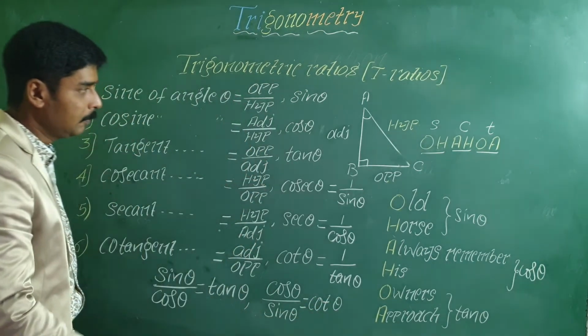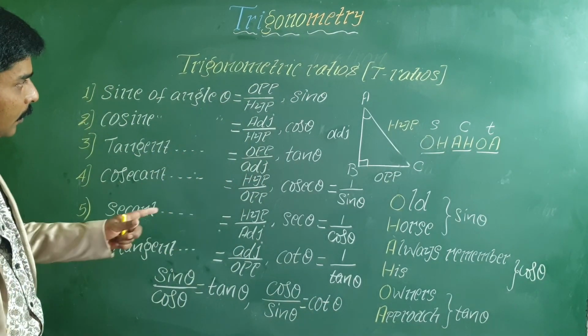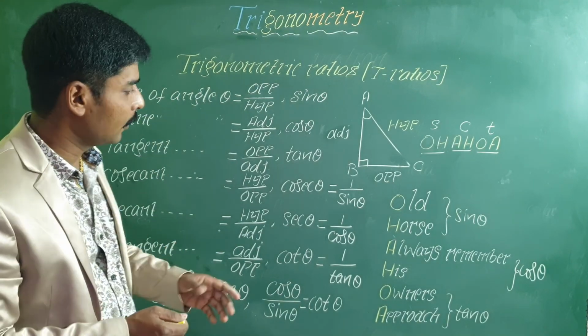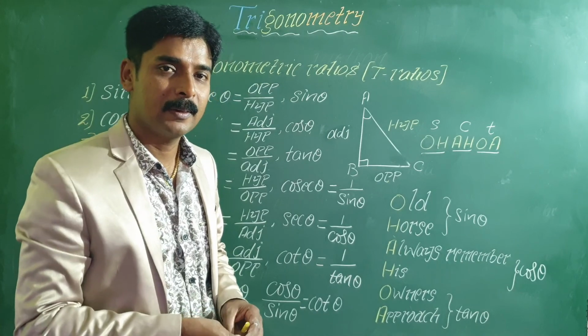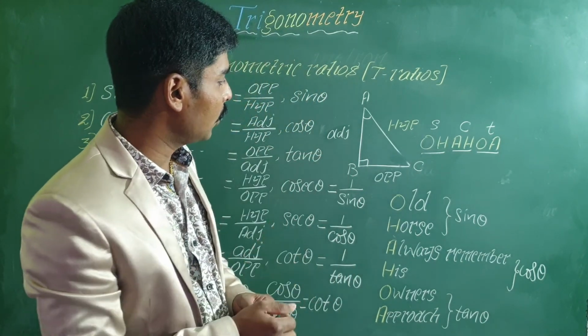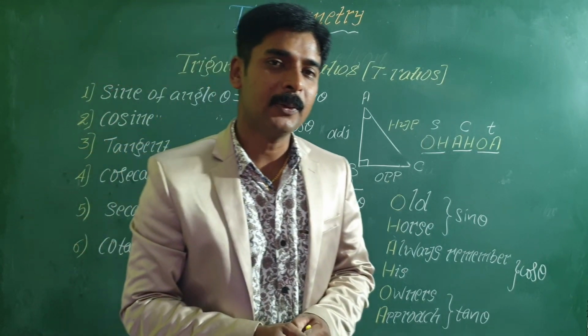Okay, hope you understood all the trigonometric ratios. Now you know how to write all these 6 trigonometric ratios. Fine, then it's good. In the next class, we will see how to solve the problems related to this.